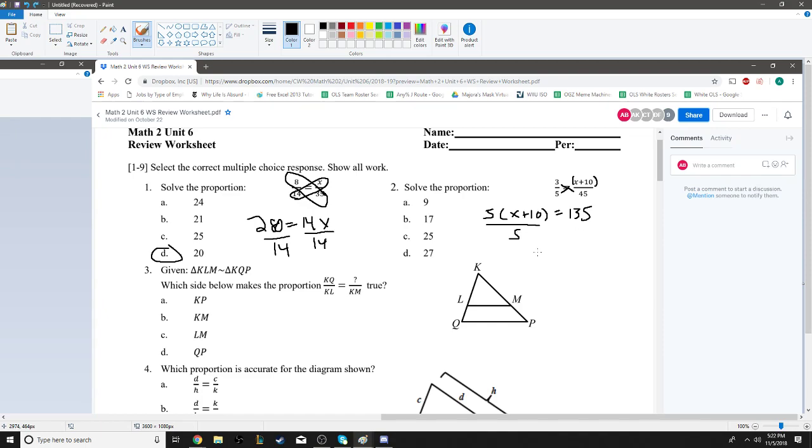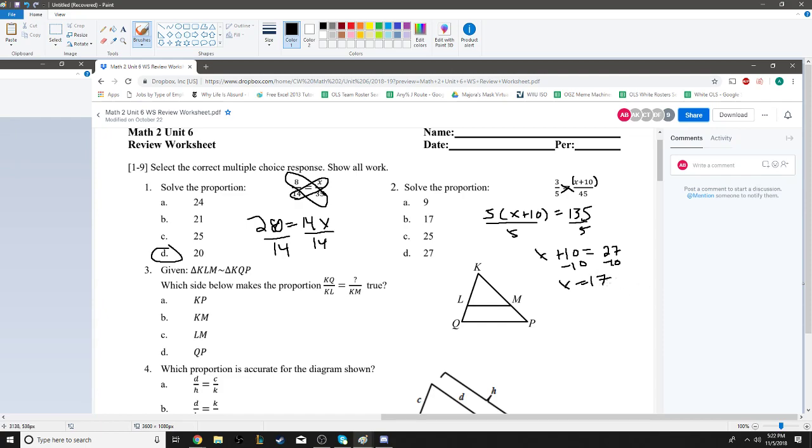Actually, you don't need to do that. You could. There's two ways to do this. I'm going to finish that one first. Divide both sides by 5, and you get x plus 10 is equal to 27. And then subtract both sides by 10, and you get x equals 17.